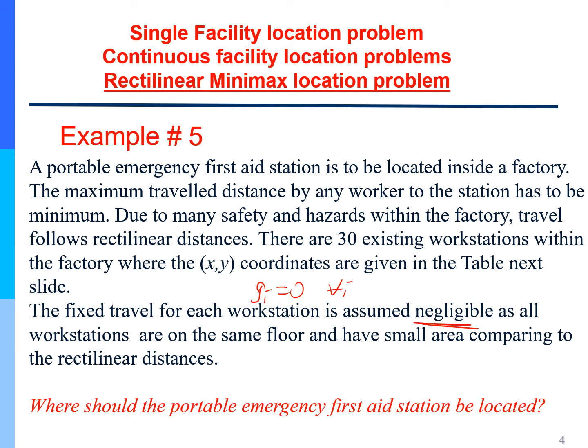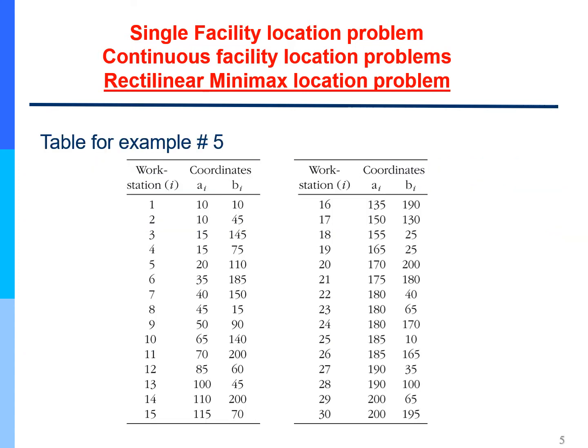We will implement the formulas that we learned to solve this question. So this is the problem data. We are told that there are 30 existing workstations: first workstation, second workstation, up to 15, 16, 17, up to 30. These are the x coordinates of the stations and these are the y coordinates of the stations. And we need to find the xy coordinate of the new facility.